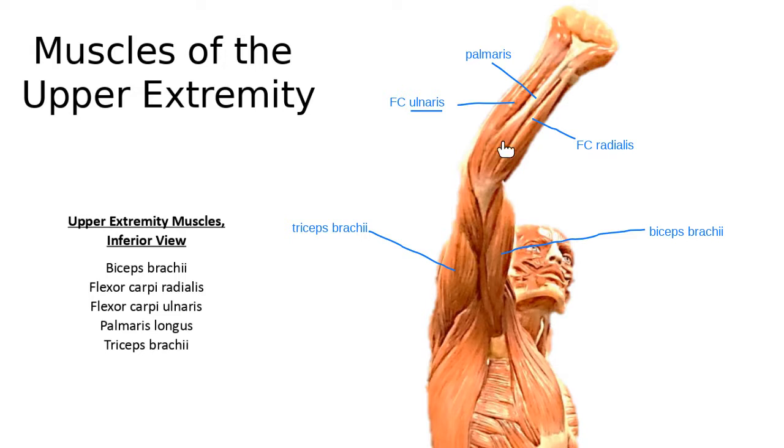Okay, big idea with muscles. Palmaris longus. Absolutely gotta know this one, because then we can think our way through flexor carpi ulnaris on the ulna side, flexor carpi radialis on the radius side.